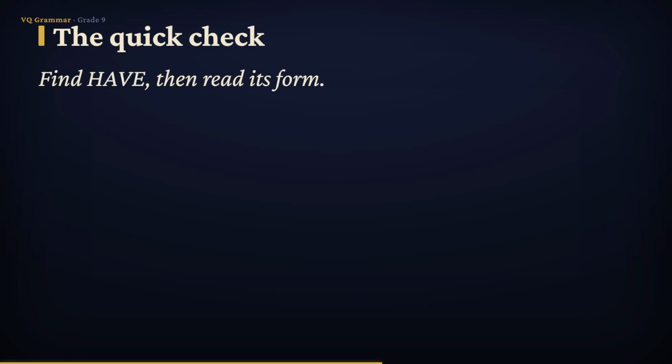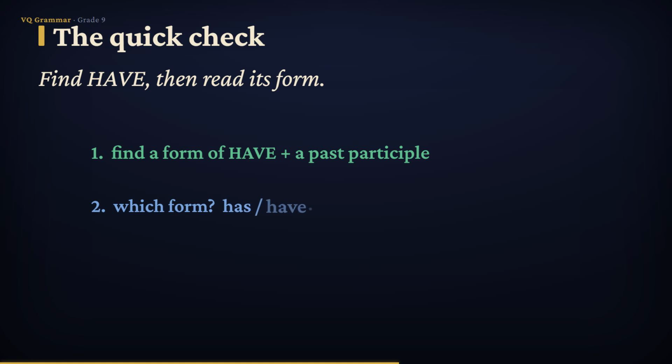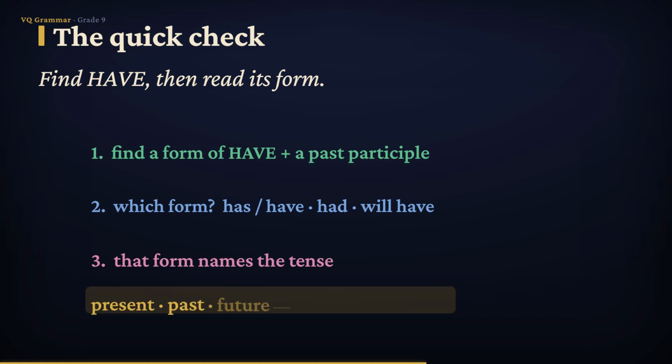Let's boil the whole lesson into a quick check you can run on any sentence. Step 1. Find the perfect tense by looking for a form of have followed by a past participle. That pairing is the giveaway. Step 2. Ask which form of have it is. Is it has or have? Is it had or is it will have? Step 3. That form names the tense for you. Has or have means present perfect. Had means past perfect. Will have means future perfect. 3 tenses, 1 simple pattern, all built on the word have. Let's put it to work.